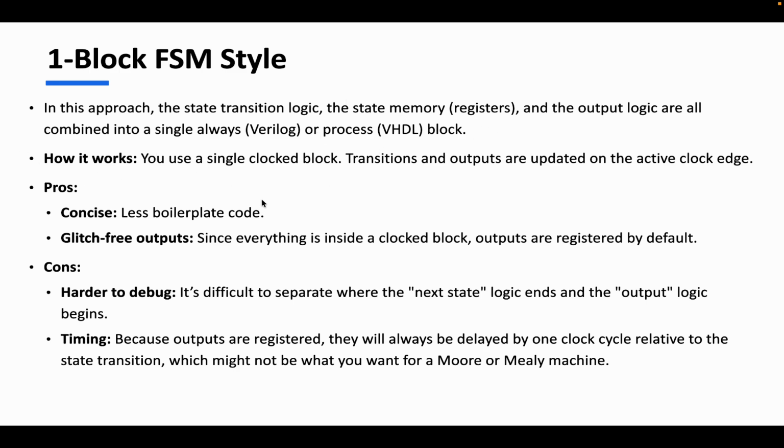How does it work? You use a single clocked block, that is an always block. Transition outputs are updated on the active clock edge. What they mean to say is, if you are working on an FSM module, the states, the transition, and the outputs are all updated in this single clocked block. Here, it is very concise, fixed to that only always block. And since everything is inside a clocked block, outputs are registered by default.